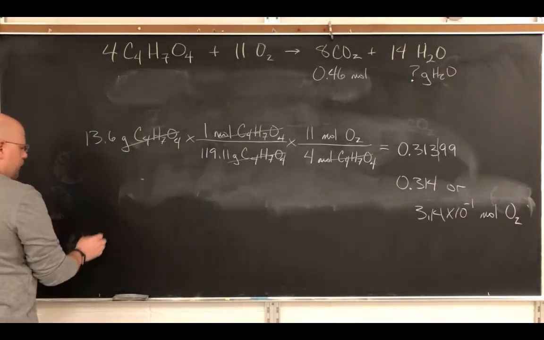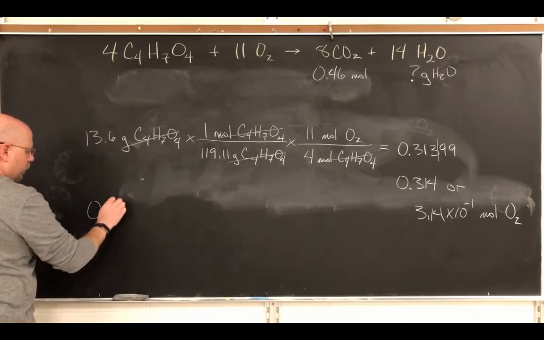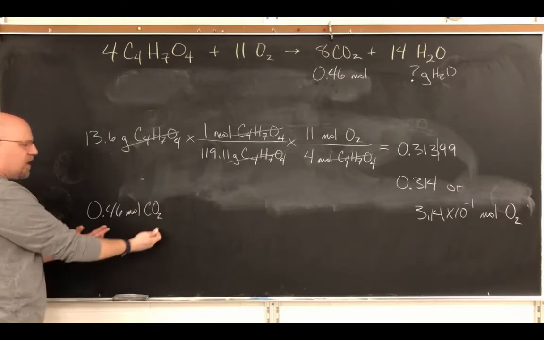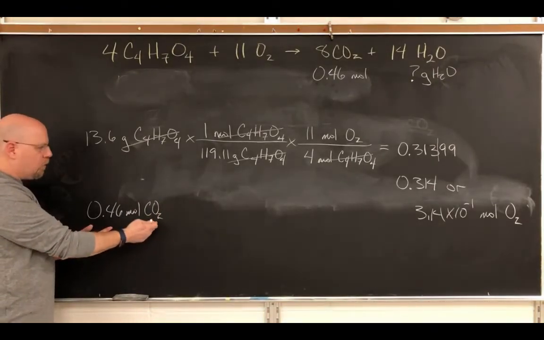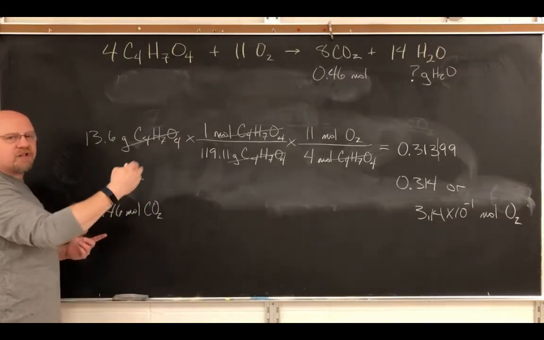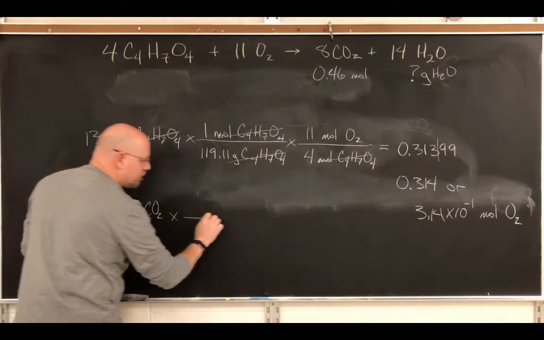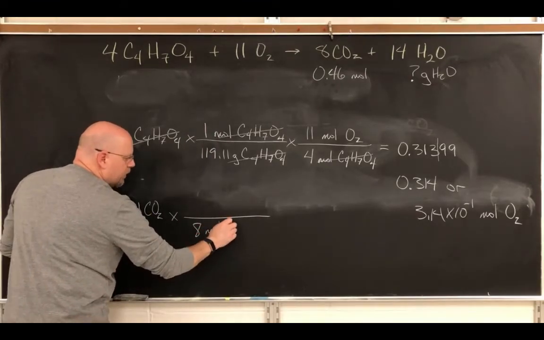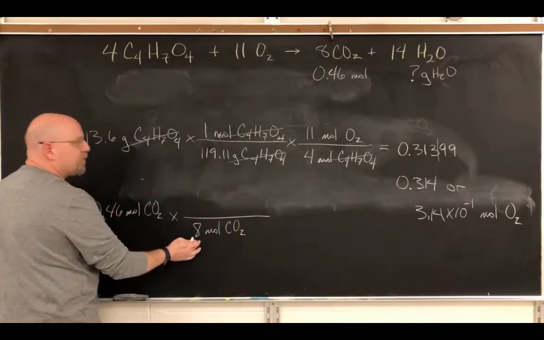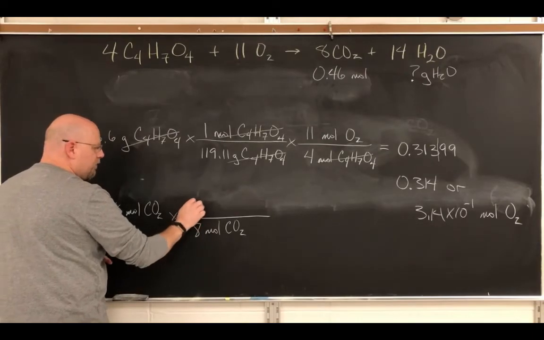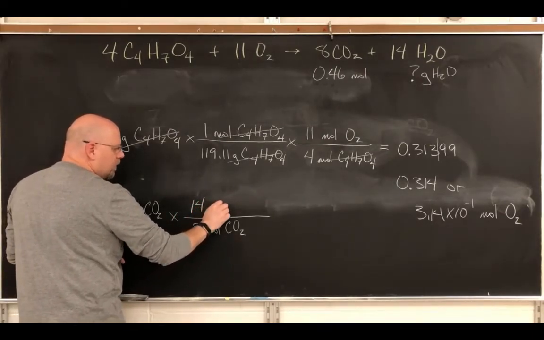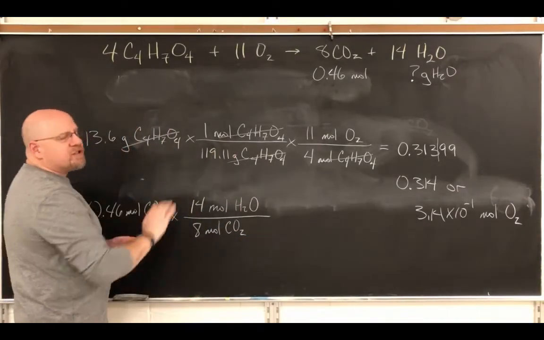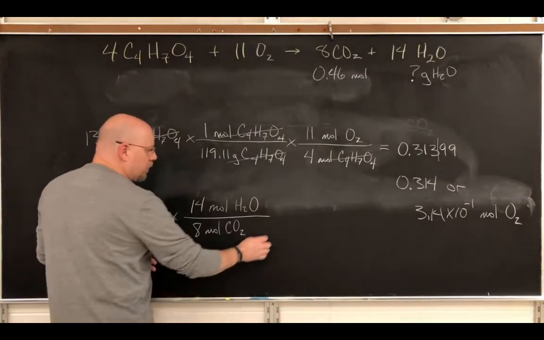So again, we're going to start off with the value that we're given, 0.46 moles of CO2. Because we have the unit of moles, we can do the mole-to-mole conversion to convert between the 2 substances. So I'm going to put 8 moles of carbon dioxide from the coefficient, and that's going to be equivalent to 14 moles of water. Now, since the question is asking for how many grams of water, we've got one more step we need to make.